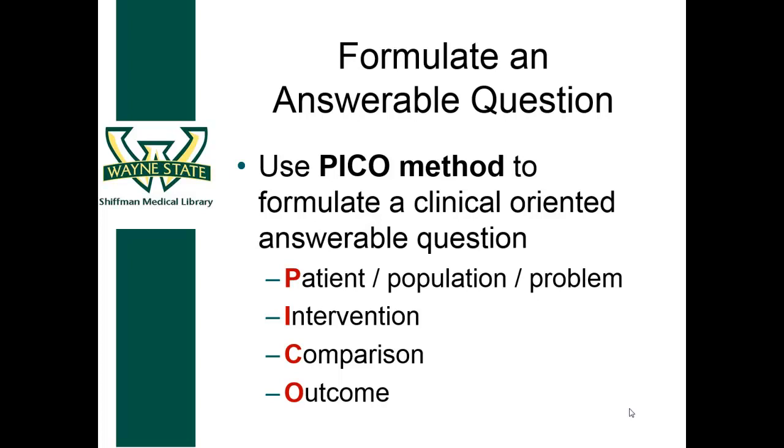P stands for patient, problem, or population. I is for intervention. Is it a drug or surgery? C means comparison. Do you compare it to placebo? To a different drug in the same class? It should be specific and limited to one alternative choice in order to facilitate an effective search.